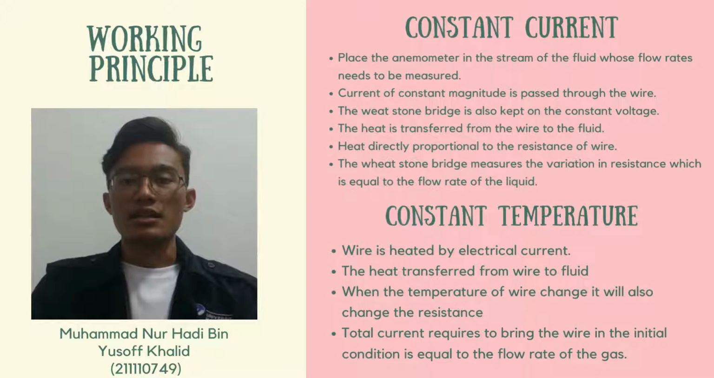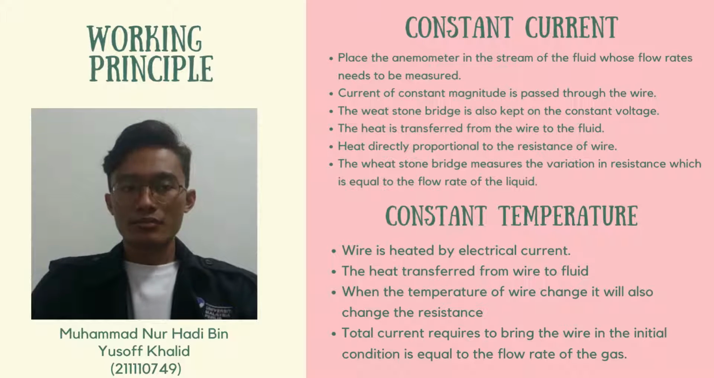In the constant current method, the anemometer is placed in the stream of the fluid whose flow rate needs to be measured. A current of constant magnitude is passed through the wire. The Wheatstone bridge is also kept at a constant voltage. When the wire is placed in the stream of liquid, heat is transferred from the wire to the fluid. The heat is directly proportional to the resistance of the wire. If the heat is reduced, that means the resistance of the wire is also reduced. The Wheatstone bridge measures the variation in resistance, which is equal to the flow rate of the liquid.